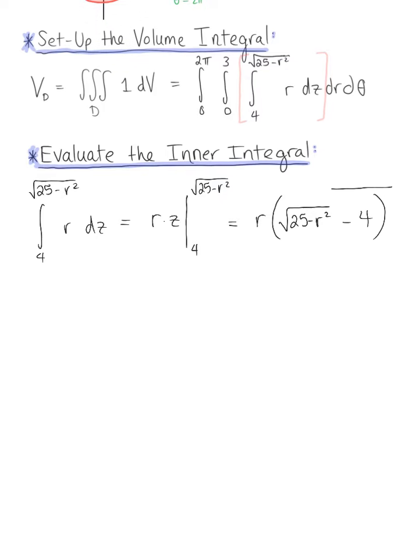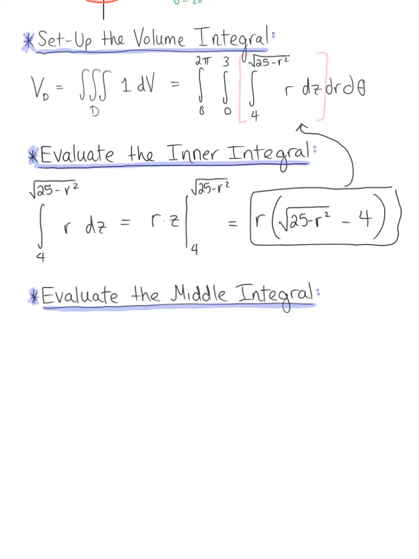We can now take this and substitute it back into that triple integral above to evaluate the middle integral, which is with respect to r. So we have the integral from 0 to 3 of r multiplied by the square root of 25 minus r squared, minus 4, dr. Looking at this integrand, we realize that we're going to need to apply a u substitution.